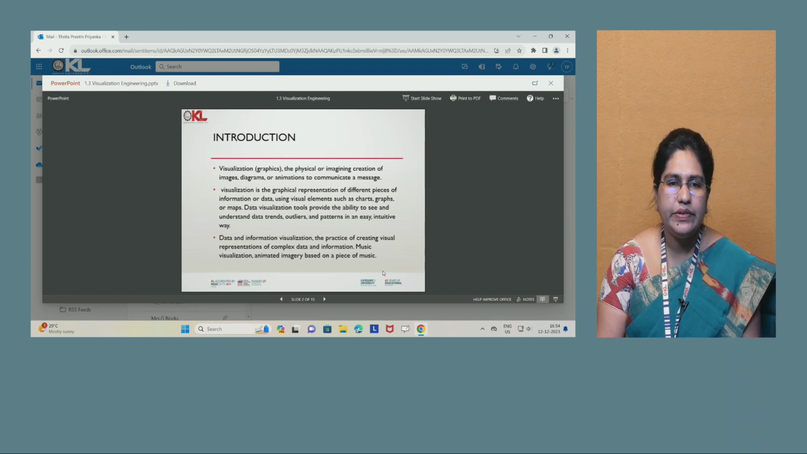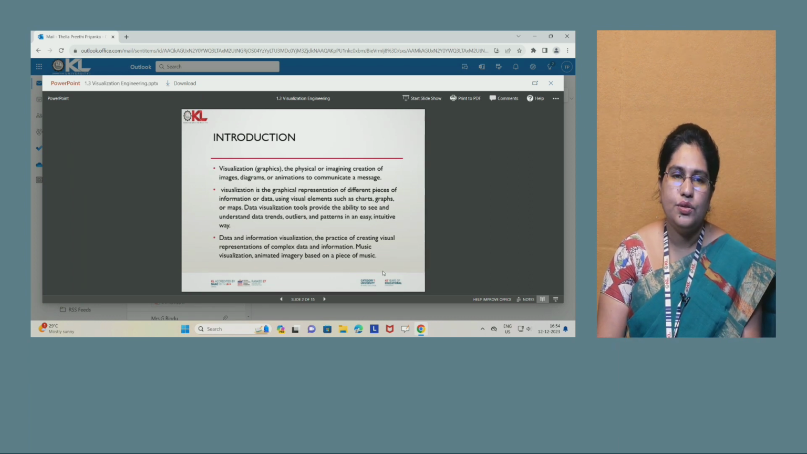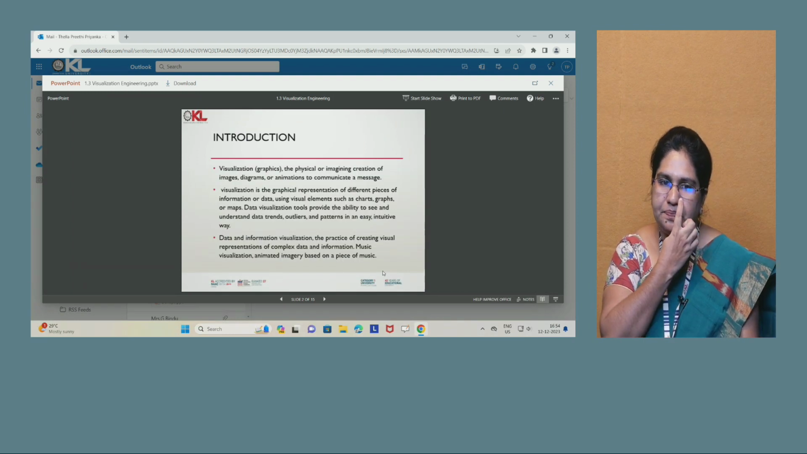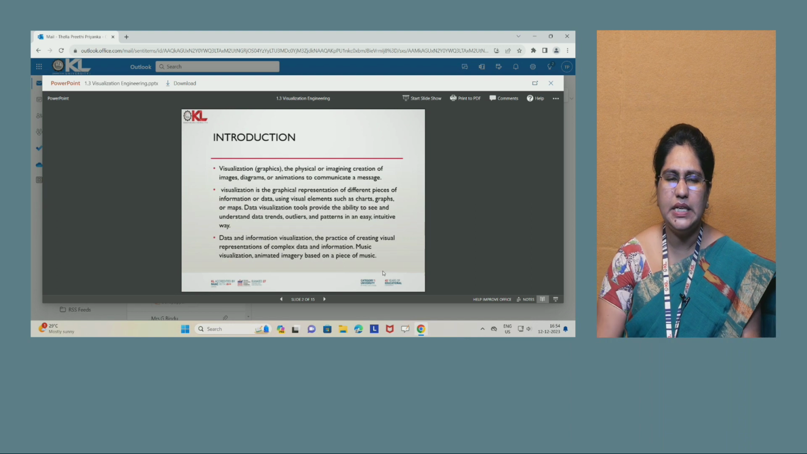With data visualization tools, we can understand the data trends, outliers and patterns in an easy, interactive and intuitive way. So this is one form of visualization communication, which is done with the help of diagrams, charts or maps.